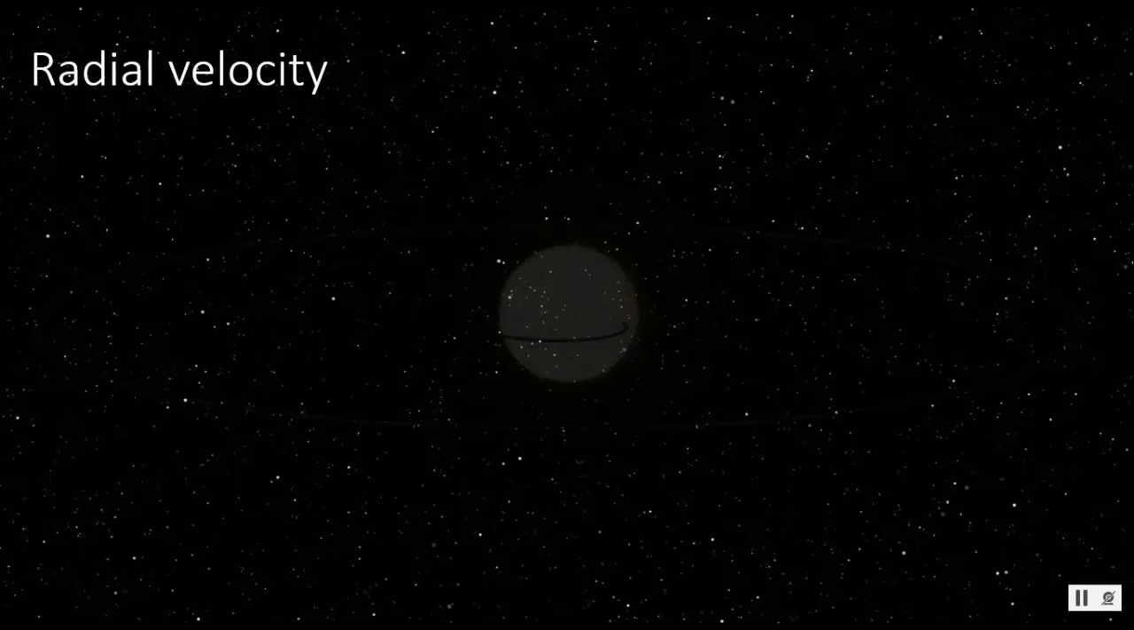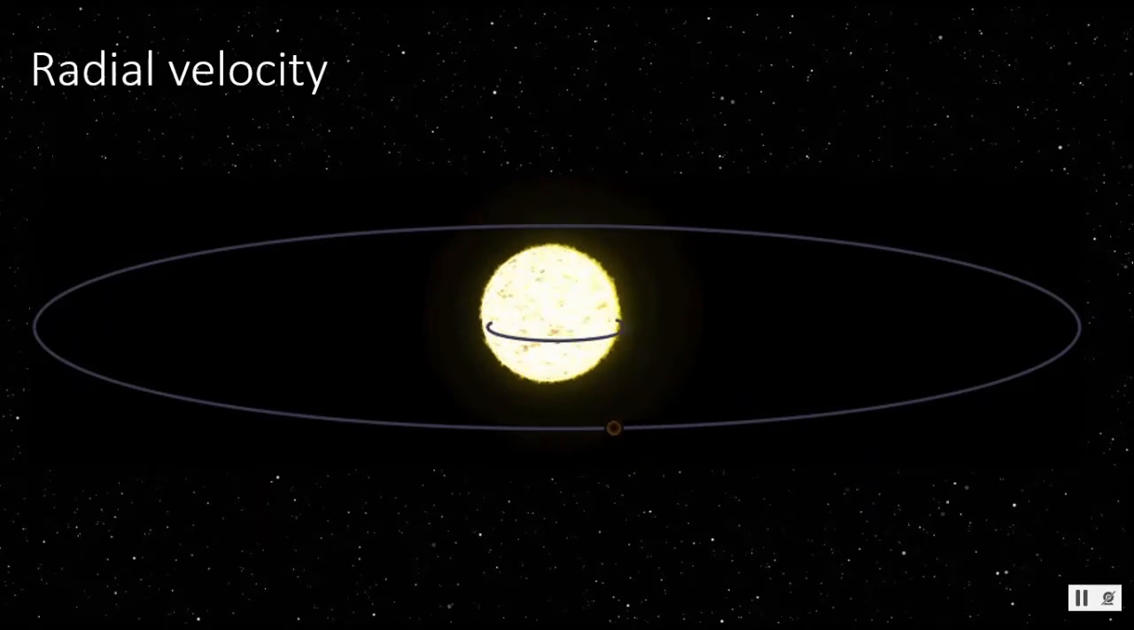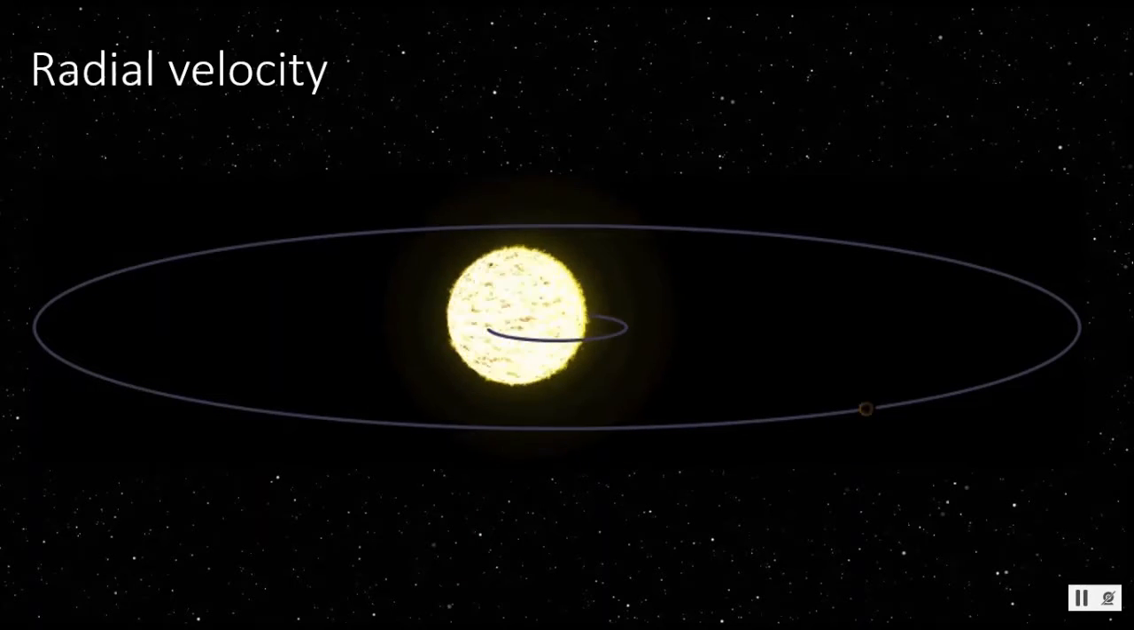Radial velocity. In this method, we use the fact that stars wobble in their orbits due to a planet's gravitational attraction.